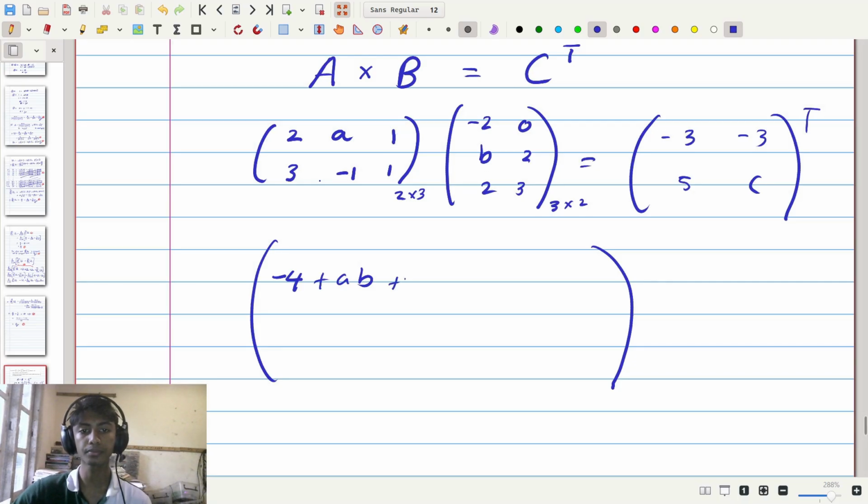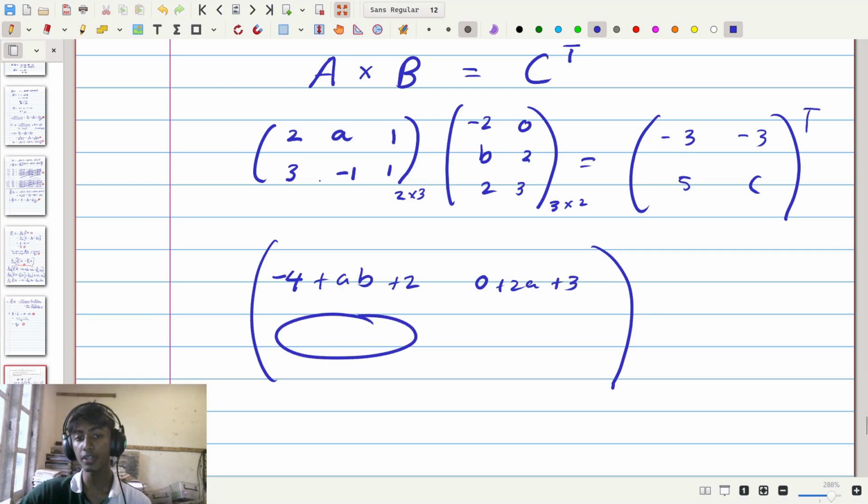So plus 2. Now, considering the next value here, we have row 1, column 2. For row 1, column 2, we have to multiply row 1 of the first matrix by column 2 of the second matrix. Multiplying these two, the first value we get is 2 times 0, which is 0. So I'll just add 0. And then we have A times 2, so plus 2A, and 1 times 3, so plus 3.